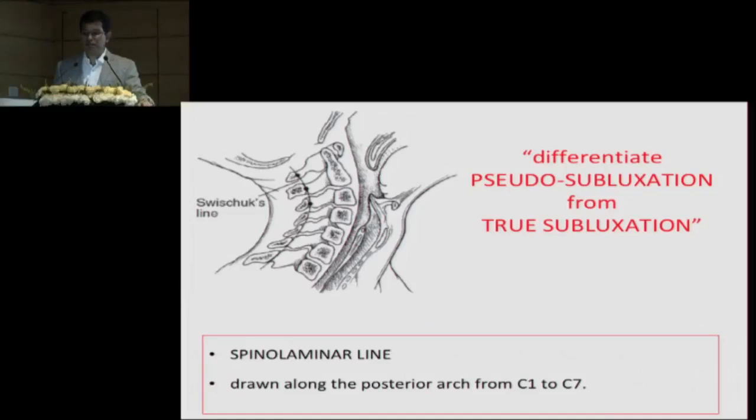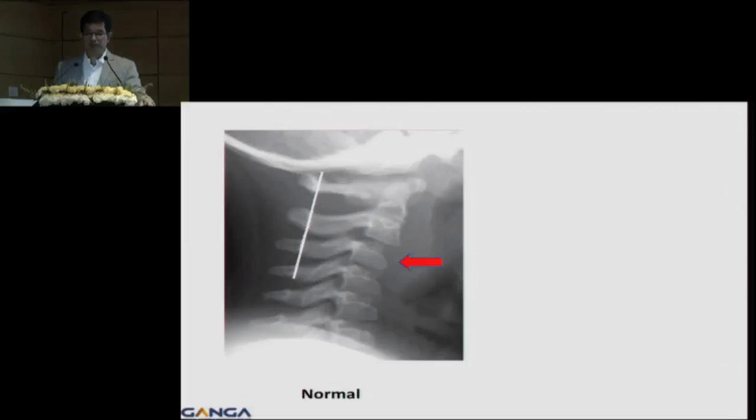And the second thing is to differentiate a pseudo subluxation from a true subluxation. To identify this, you need to know about the Swischuk line or the spinolaminar line, which is usually drawn along the spinous process and laminar junction. So for example, as we discussed earlier, C2-3 is the most common site of a pseudo subluxation.